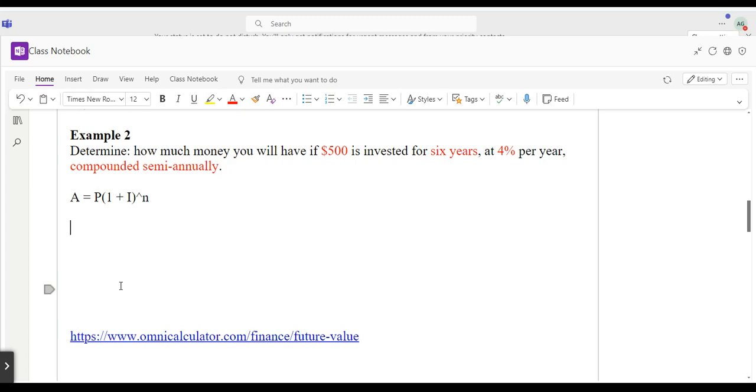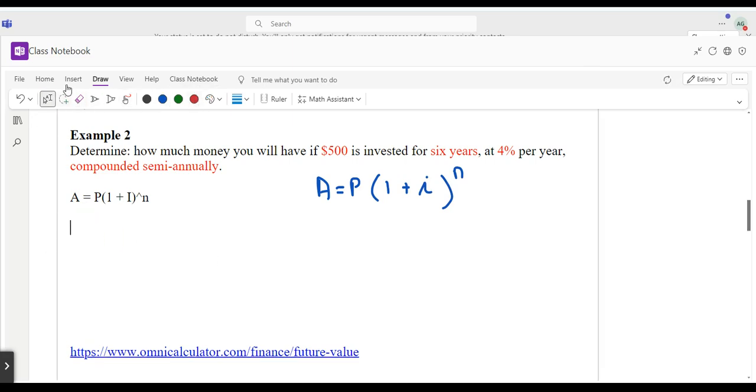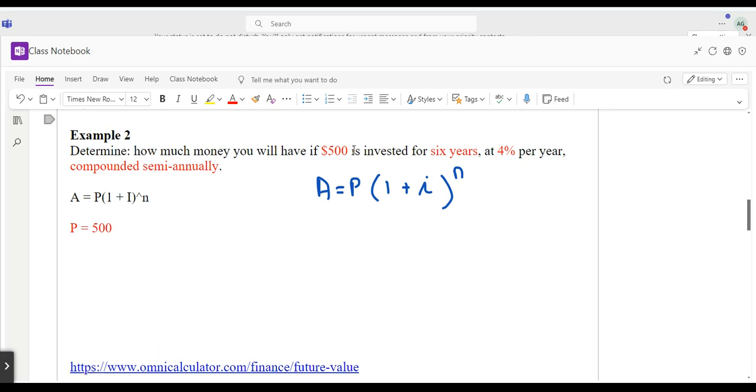And so if you want to, you can also draw this out by hand. You could say A is equal to P times 1 plus I to the exponent of little n, like this. That'll also work just fine. Okay. And so what do we know about this question? Well, how much money do we start with? Well, we start with this $500. So P will be equal to 500.